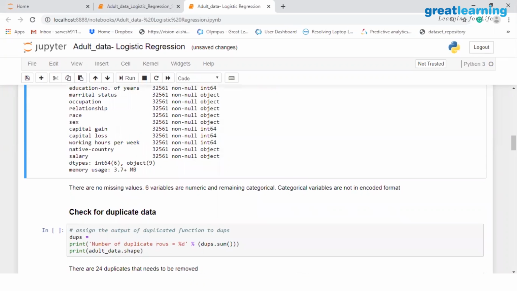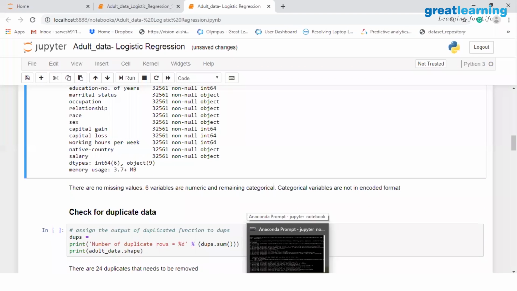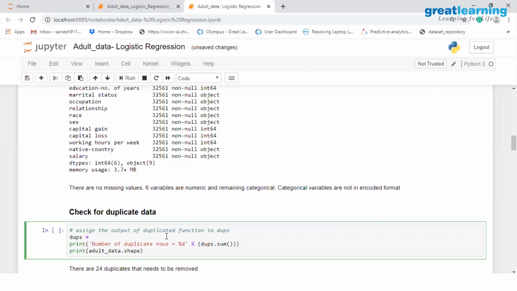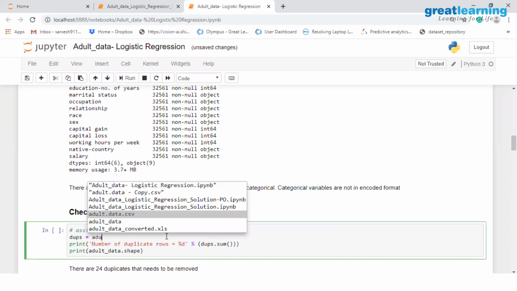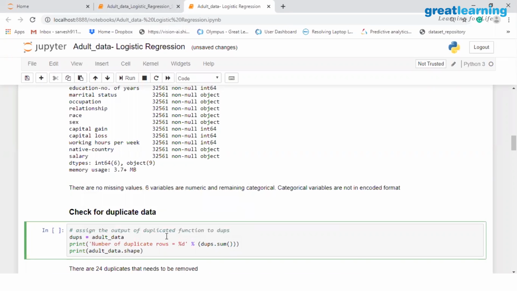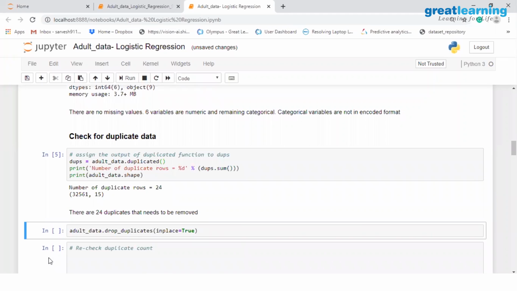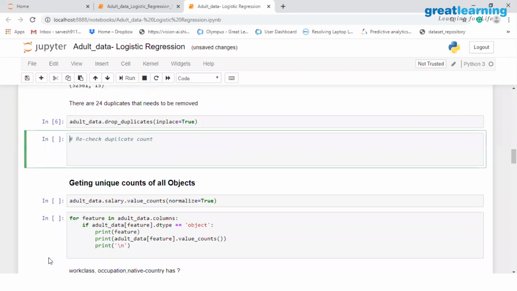Now check for duplicate data. Is there any duplicate present in the data? How do we check for duplicates? adult data, and what do you call it? Duplicated, and since it is a function, with brackets. So we have 24 duplicates that should be removed. Dropping duplicates is nothing but drop duplicates.